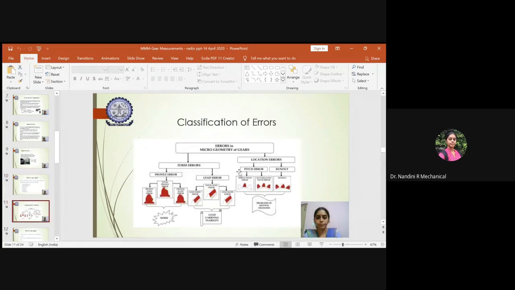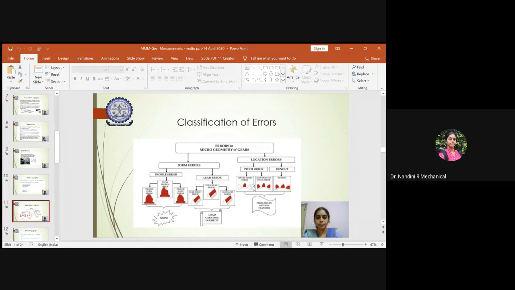We also had a discussion about classification of errors, of how they come. It depends upon the form errors and the location errors. You can get errors with respect to location and with respect to the form of the gear tooth. With respect to location errors, usually you will come across only two types: the pitch error and the runout error. But with respect to gear tooth form, you will come across the profile errors as well as the lead errors. So we also dealt with how to overcome these profile errors, lead errors, pitch errors, runout errors.